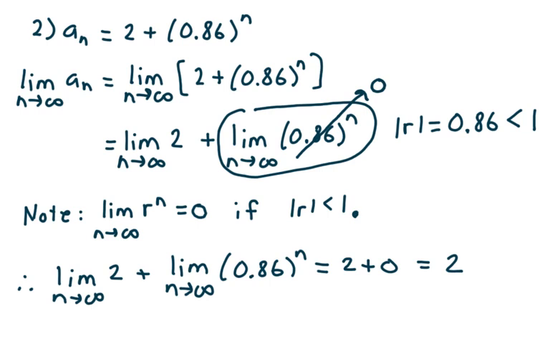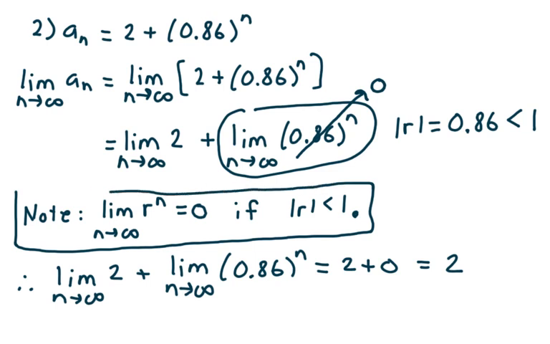Now, let's take a note here. The limit as n goes to infinity of r to the n is equal to 0 if the absolute value of r is less than 1. And notice that the absolute value of r, if we go up here to the second line, the absolute value of r is equal to 0.86, which is less than 1. And so what that tells me is that the limit as n goes to infinity of 0.86 to the nth power, that's going to 0.